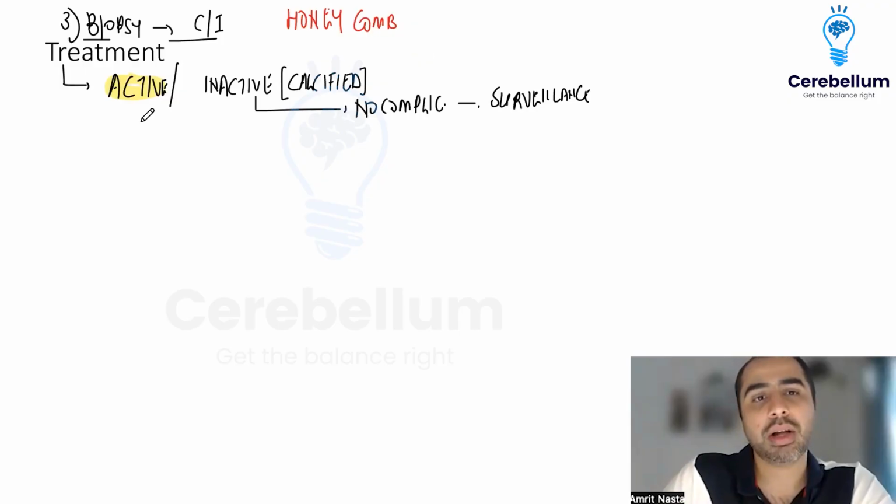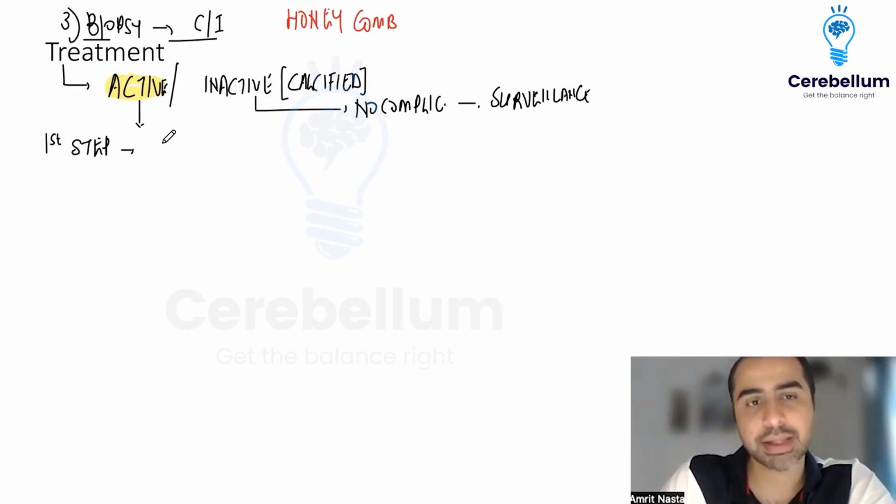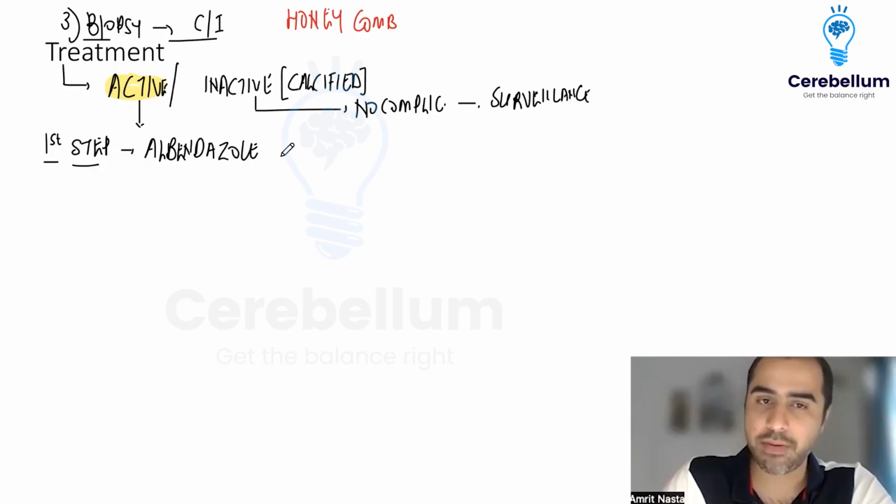So if it's an active cyst, the first step that you are going to do is you will make the cyst sterile, means kill the parasites. So you are going to give him albendazole. That is the first step. This is not the treatment. This is the first step. First step, you will give albendazole for 3 weeks.